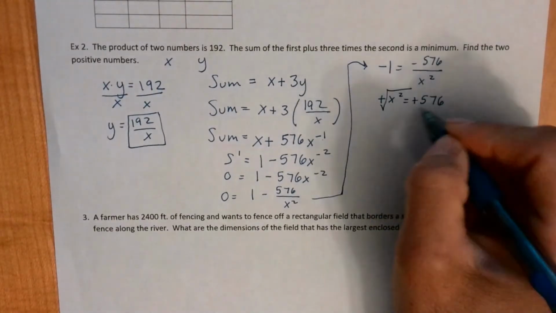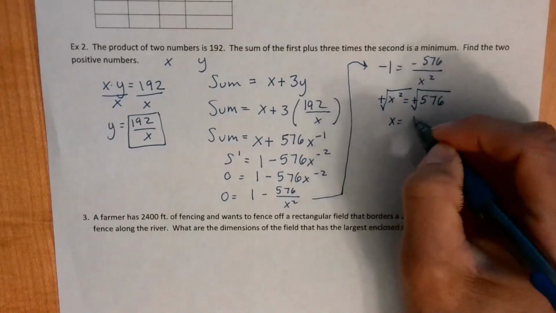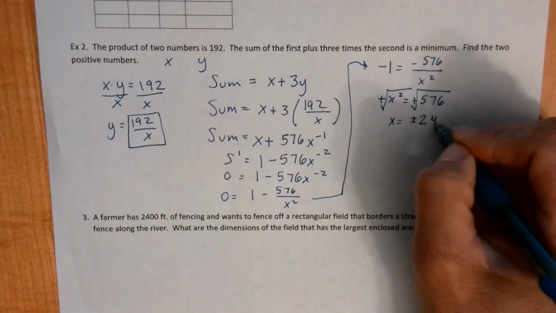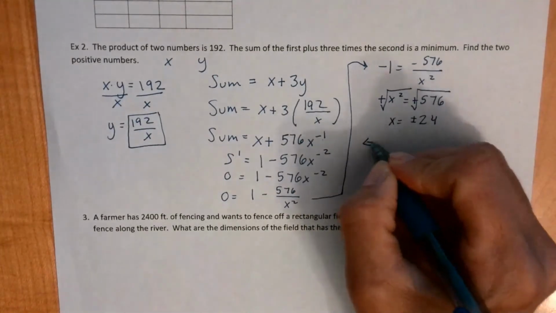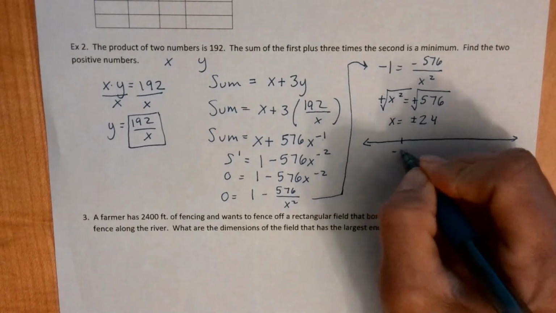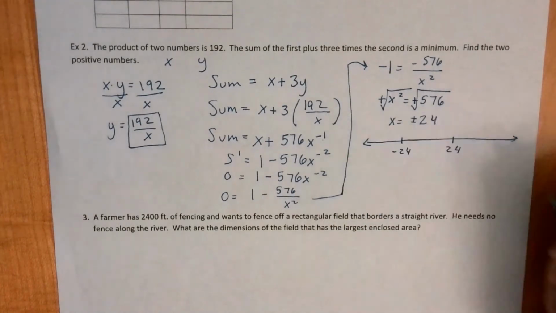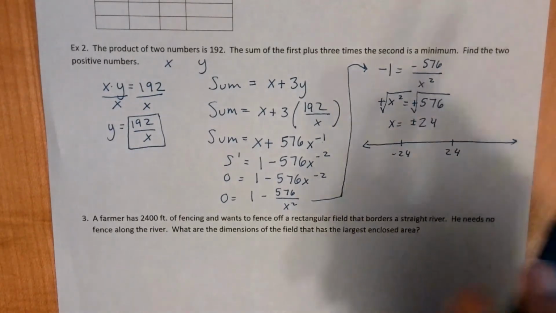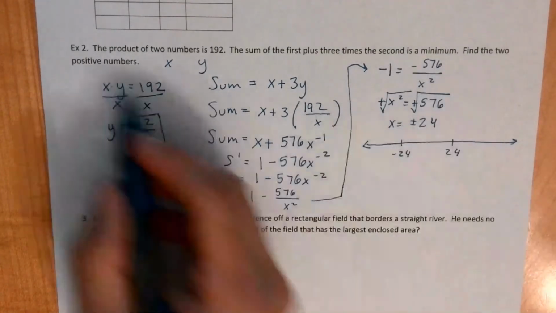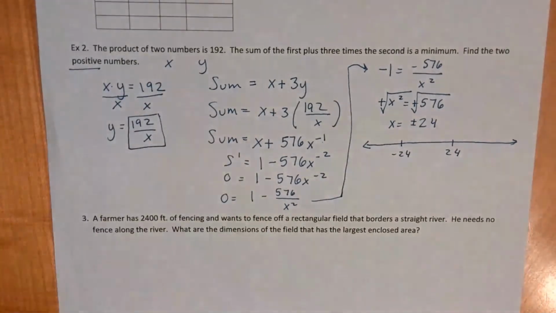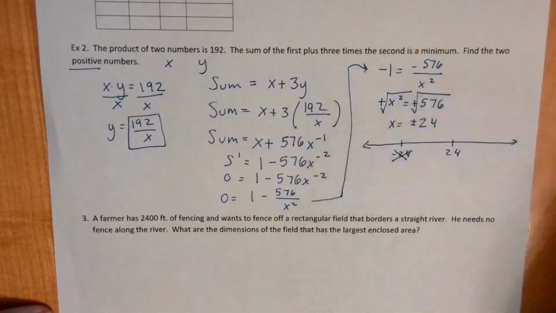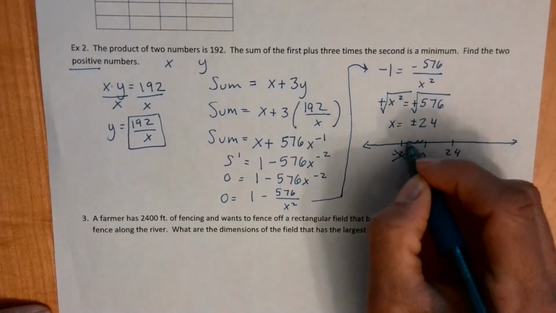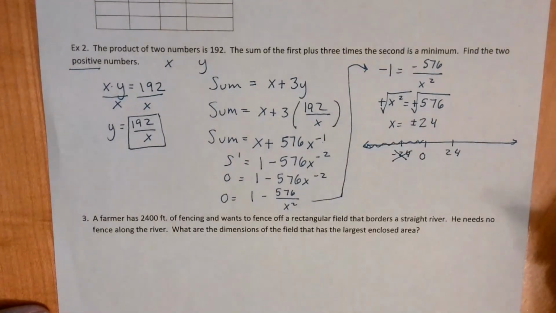When I take the square root of both sides, we get x equals, and the square root of 576 is 24. So we get plus or minus 24. And at this point, I would also then be graphing this on a number line to confirm which one of these values is actually a minimum. But I'm also noticing in the directions, it says find the 2 positive numbers. So I don't even care about the negative 24. In fact, I don't care about anything less than 0. So we have a little domain restriction. Anything less than 0 is off of our radar.